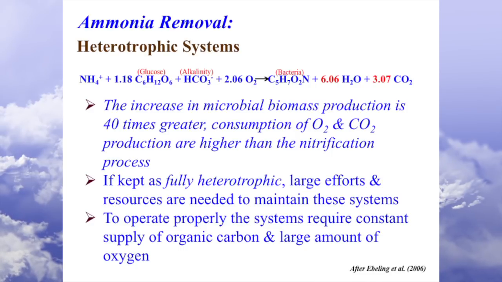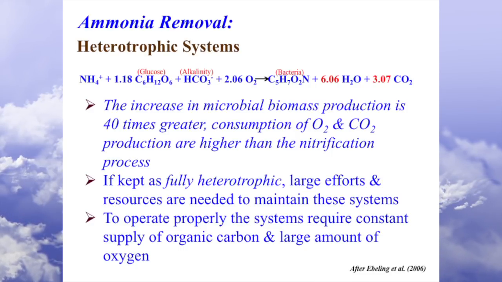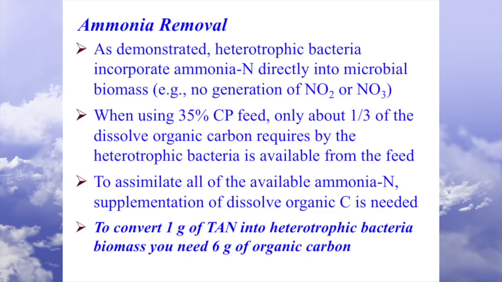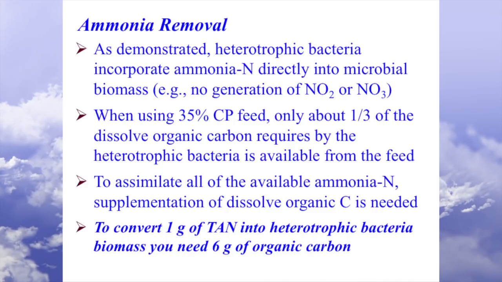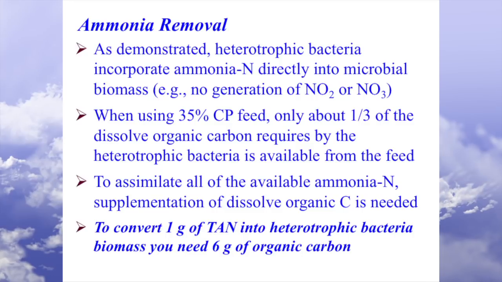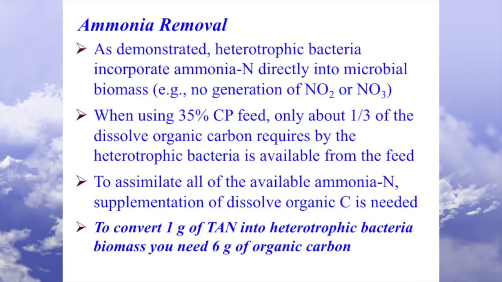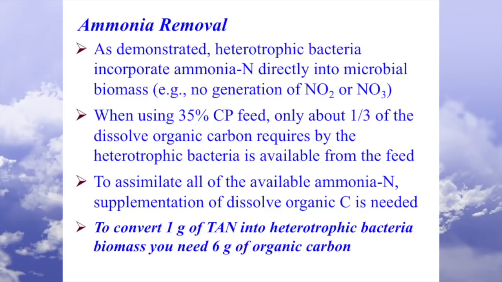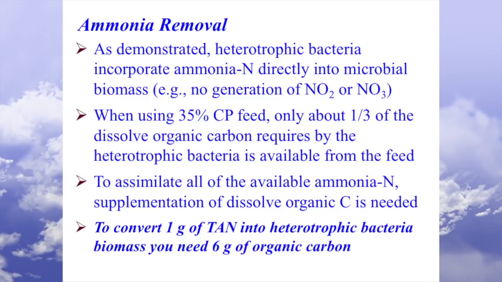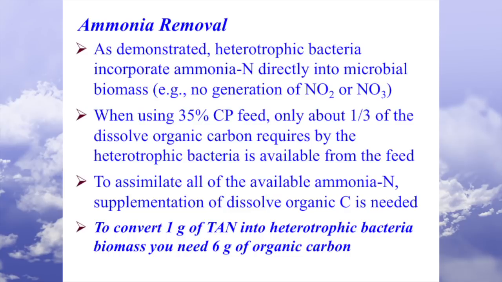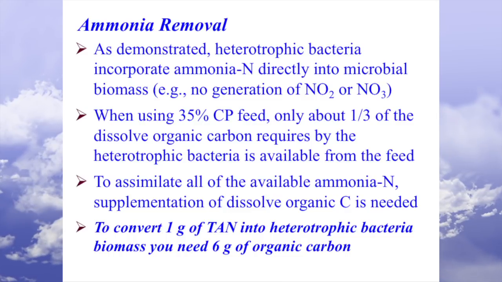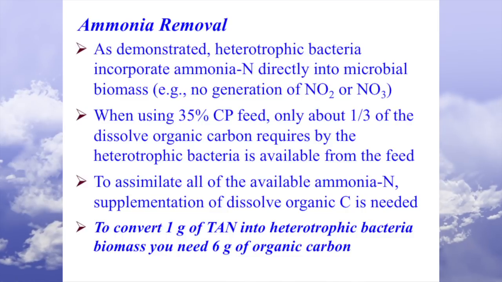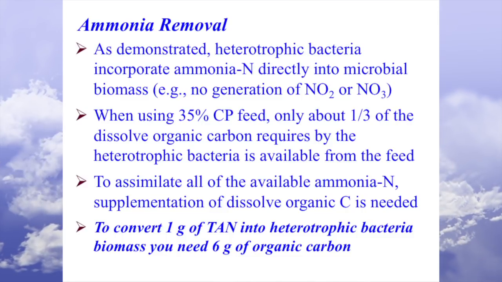And carbon supplementation is a must. Moving along, as demonstrated, heterotrophic bacteria incorporate ammonia N directly into microbial biomass, with no generation of NO2 or NO3. When using 35% crude protein feed, only 1/3 of the dissolved organic carbon required by the heterotrophic bacteria is available from the feed. To assimilate all of the available ammonia, supplementation of dissolved organic carbon is needed.